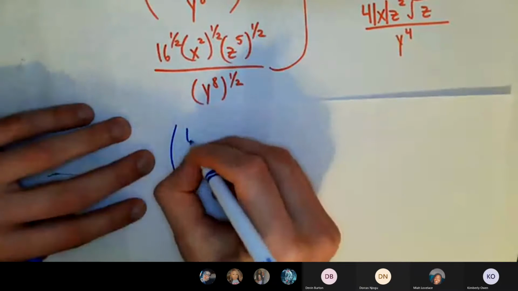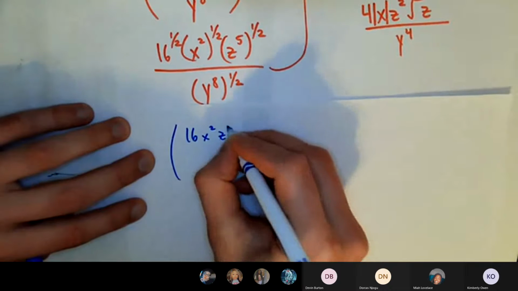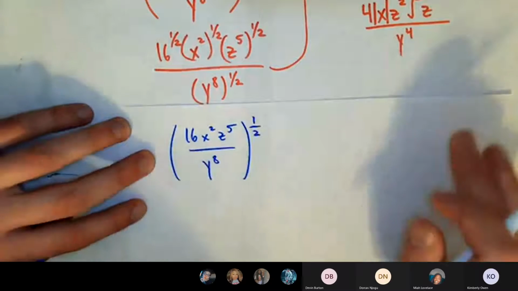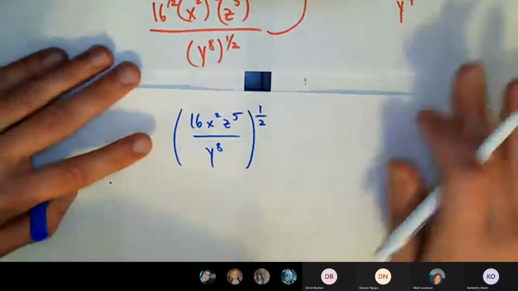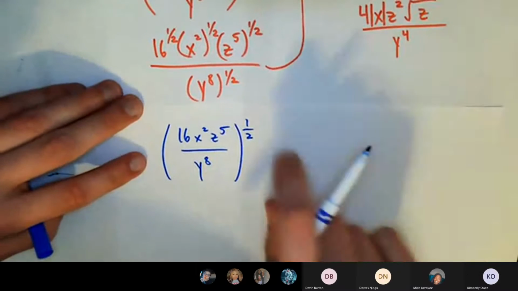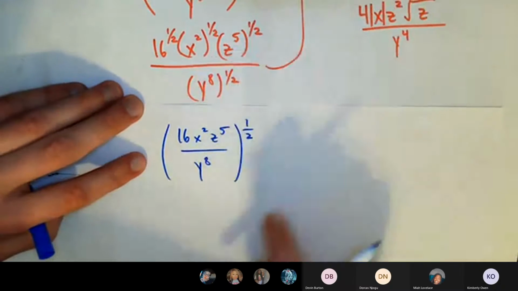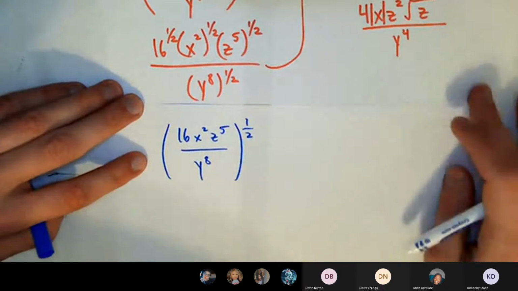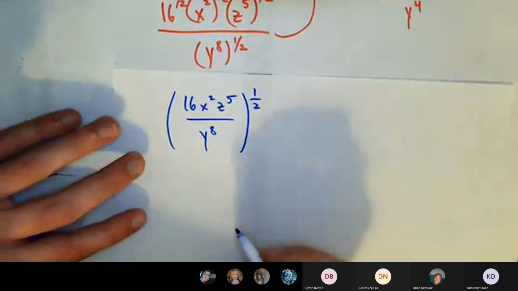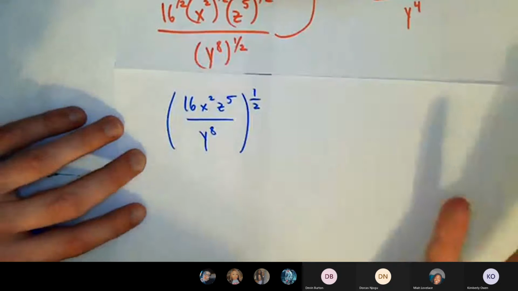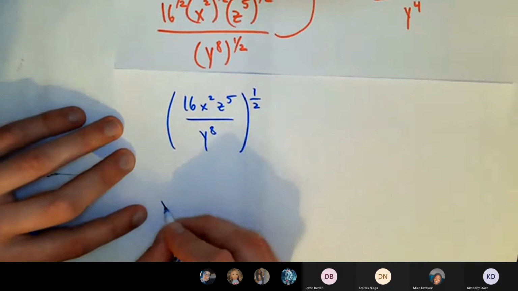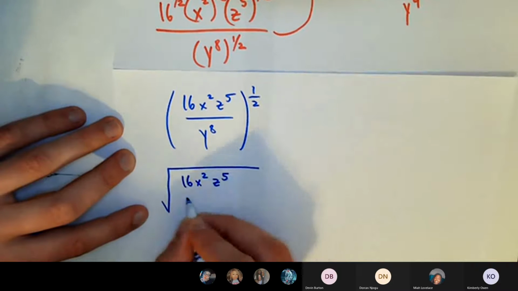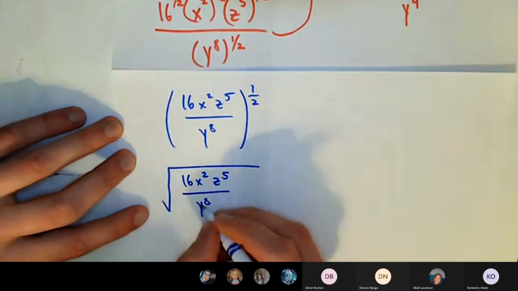So I'll rewrite that. I have 16 x squared z to the 5th over y to the 8th, all raised to the 1/2. Now this is where I'm going to deviate from here. In the previous work, in the red, I went ahead and distributed the 1/2 to each one of these variables. But here I'm going to say, oh, that 1/2 means square root. So I'm literally going to have a giant square root of this entire fraction.